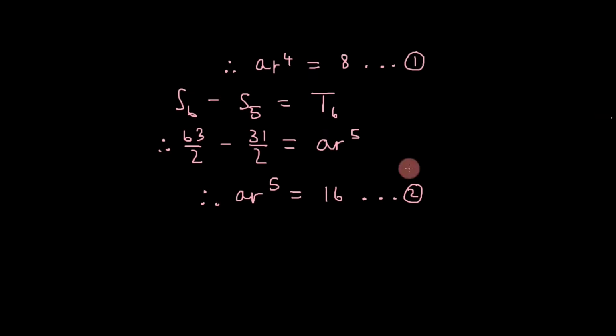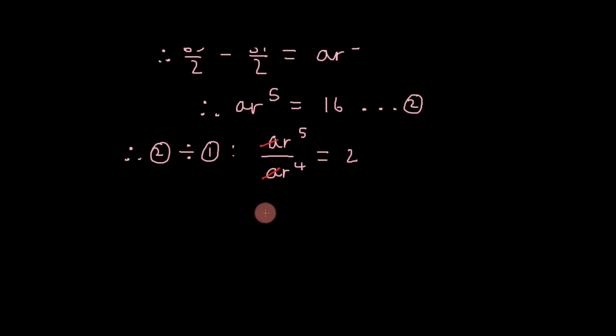Now we're going to solve simultaneously. So equation 2 divided by equation 1 will be ar to the 5 divided by ar to the 4. And this equals 16 divided by 8, which of course is 2. Here the a's cancel. And r to the 5 divided by r to the 4 will be r. So r is equal to 2.